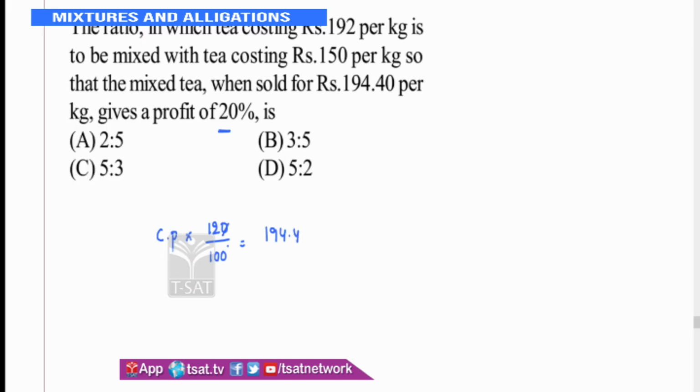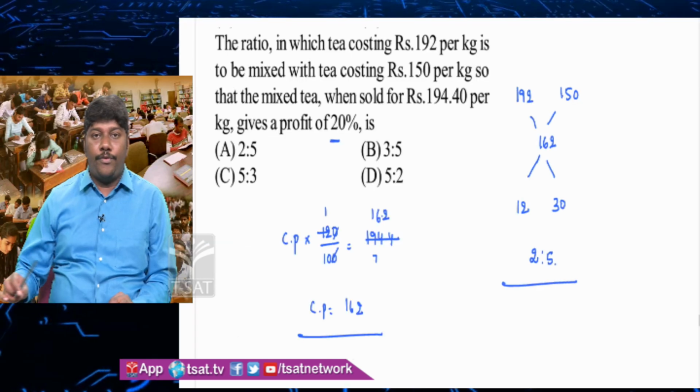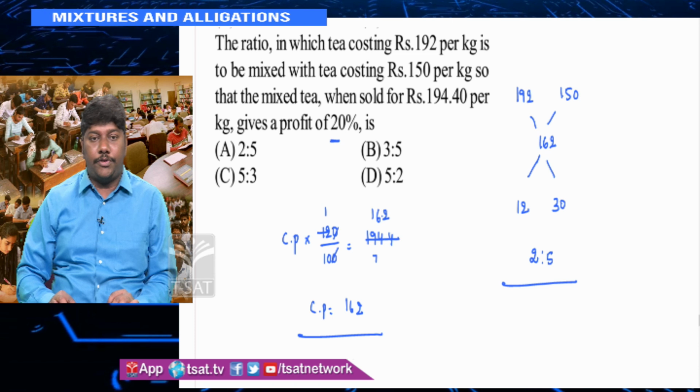The zeros anyway cancel. Cancel it in the 12 table. 12 ones are 12, 12 sixes are 72, then again 2s are. So, if the zeros go, this point also goes, it becomes 162. You want the mixture to cost 162. But what is the first type? It is 192 rupees per kg. Second type is 150. What is the mixture cost? 162. Therefore, the difference here is 12. Difference here is 30. Ratio must be 2:5. You are adding them in the ratio 2:5. So, this must be mixed in the ratio 2:5.